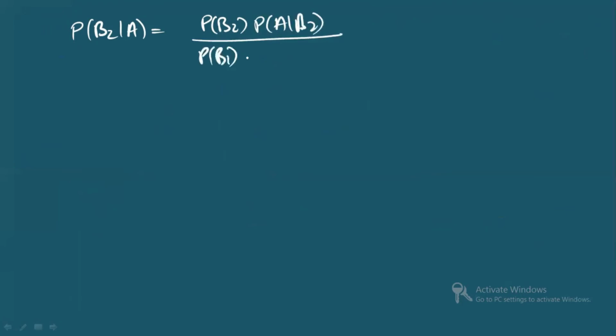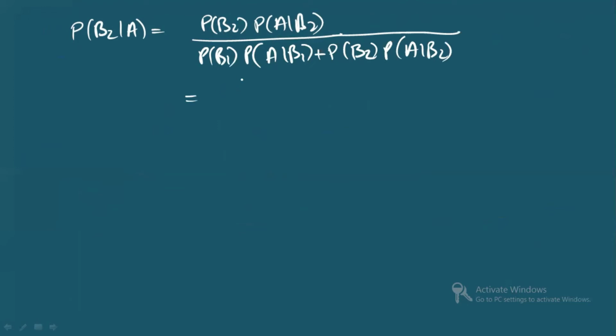So what is the formula? Probability of B2 given A equals probability of B2 times probability of A given B2, divided by probability of B1 times probability of A given B1, plus probability of B2 times probability of A given B2. So here, probability of a double-headed coin: there is one double-headed coin, favorable is 1, total is 100, multiplied by 1. Here also you will add 1 by 100 into 1.